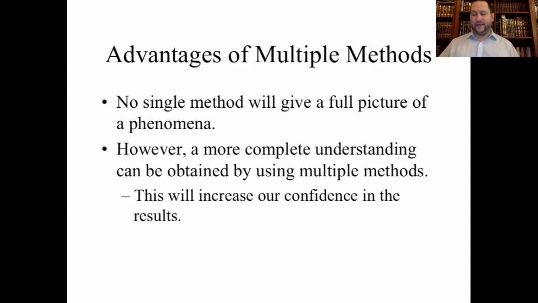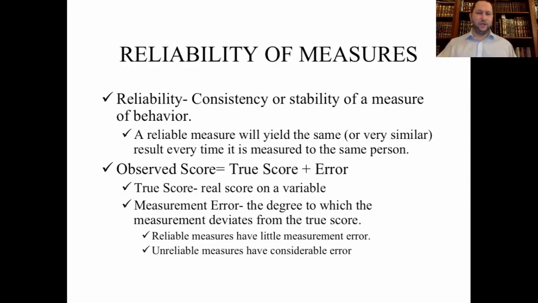Now, here's the deal. Obviously, an experiment is the most ideal, but because of its limitations, we always encourage people to use multiple methods. Because if you do multiple methods and you combine the results and you get similar outcomes, you're going to get a fuller picture than any single approach, because no single method gives you the full picture. Now, the next part of the lesson is about reliability and validity. I know I'm going fast, but I apologize.